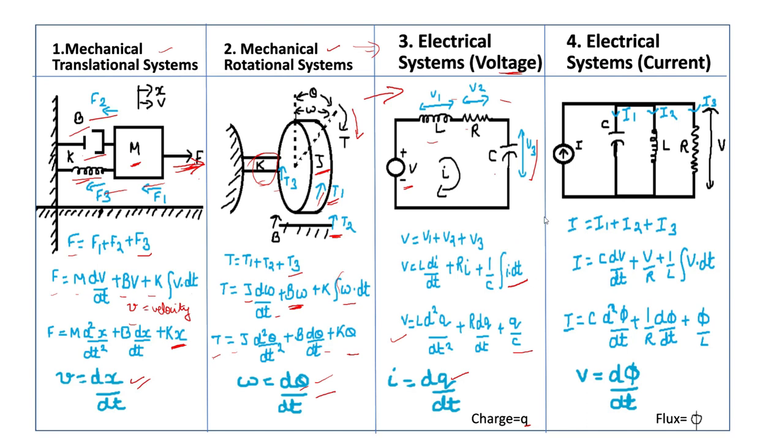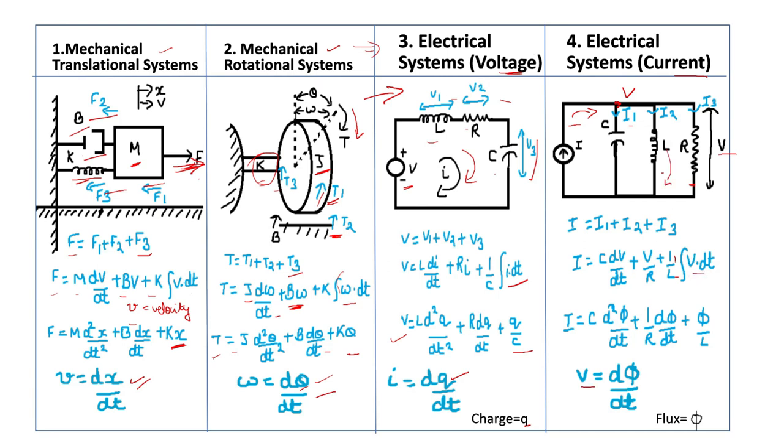Now the electrical analogous system with respect to current, we have this. See, here we have done mesh analysis, and here we are doing nodal analysis. So the total current I flowing is equal to I1 plus I2 plus I3, and I1 is equal to C dV by dt, where this is your voltage V, plus V by R plus 1 upon L integration of V dt. So this is your I2.